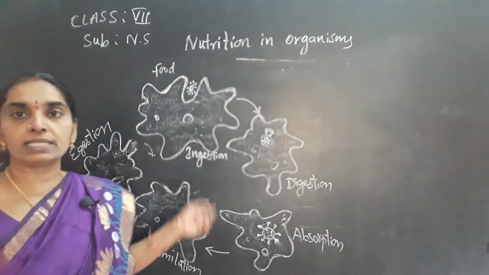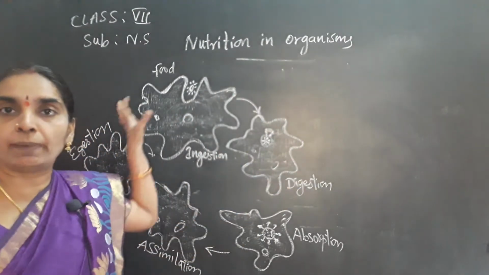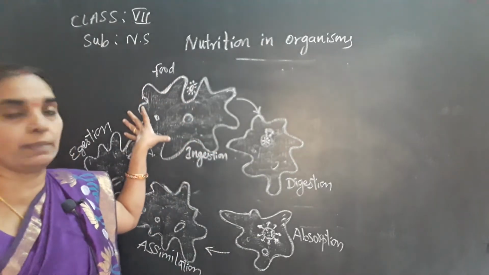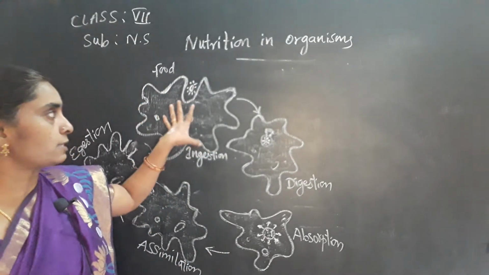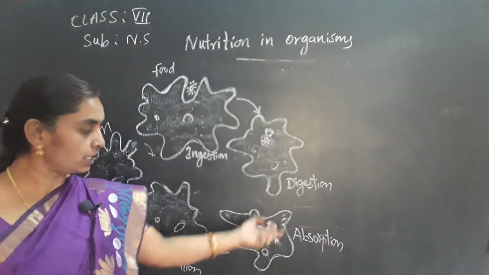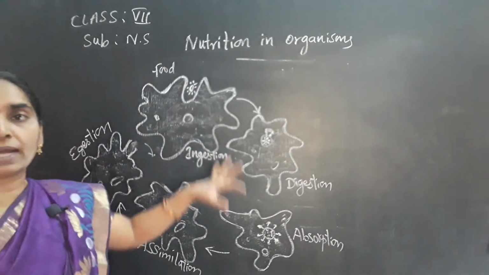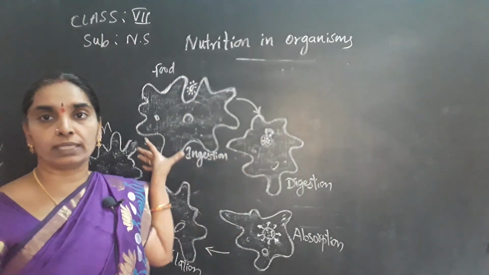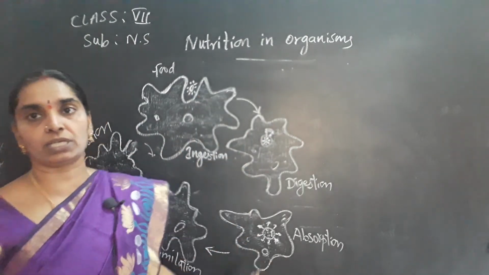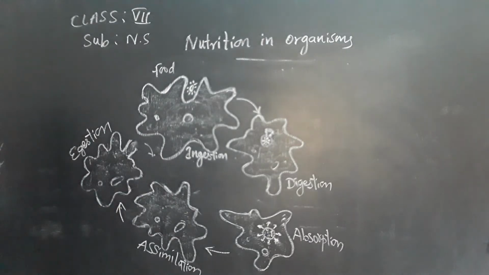Hope you have understood this process of intake of food, that is nutrition in amoeba. How the process takes place: ingestion, digestion, absorption, assimilation and egestion. All the 5 steps we have to show through the diagrammatic representation. Hope you have understood. Is the picture clear for you, children?